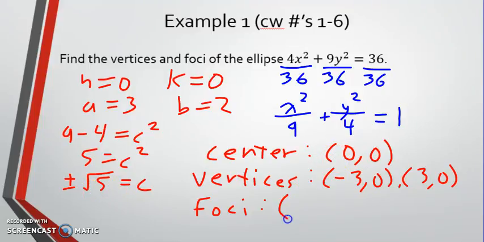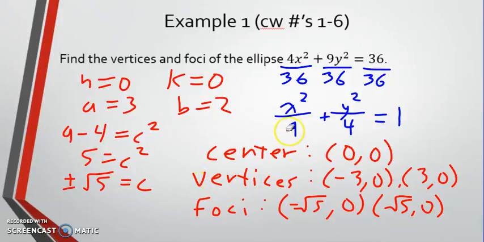So my foci are going to be positive square root of 5 and negative. We'll just do both of them. Negative square root of 5, 0, and positive square root of 5, 0. So it's the same idea. It's going to go in the same direction as your major vertices.